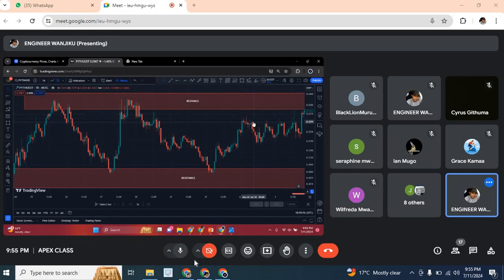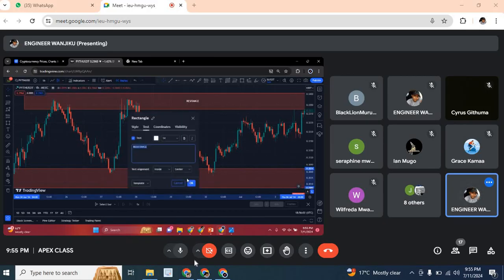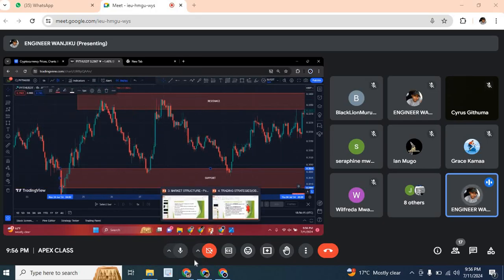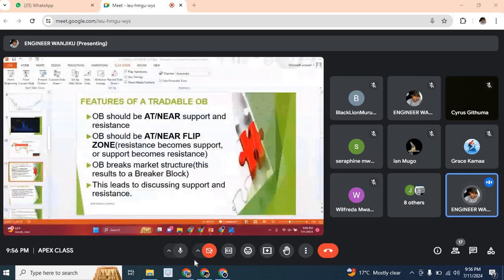So, features of a tradable order block: they should be at or near the support and resistance zones. Why did I name this resistance? This is actually support. Like that. So that's a live example of support and resistance zones.